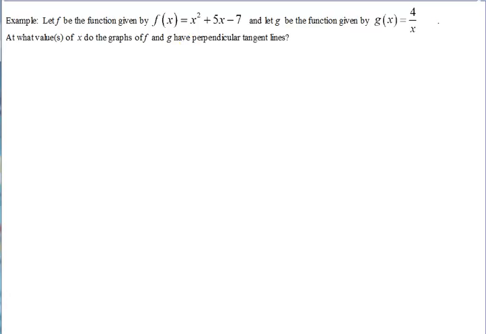So, first remember what we know about perpendicular lines, in this case perpendicular tangent lines. We know their slopes are opposite reciprocals. So, to get the slopes of these, well, there's 2 different functions, we need the derivatives, right? So let's first take the derivative of f of x. That'd be 2x plus 5.